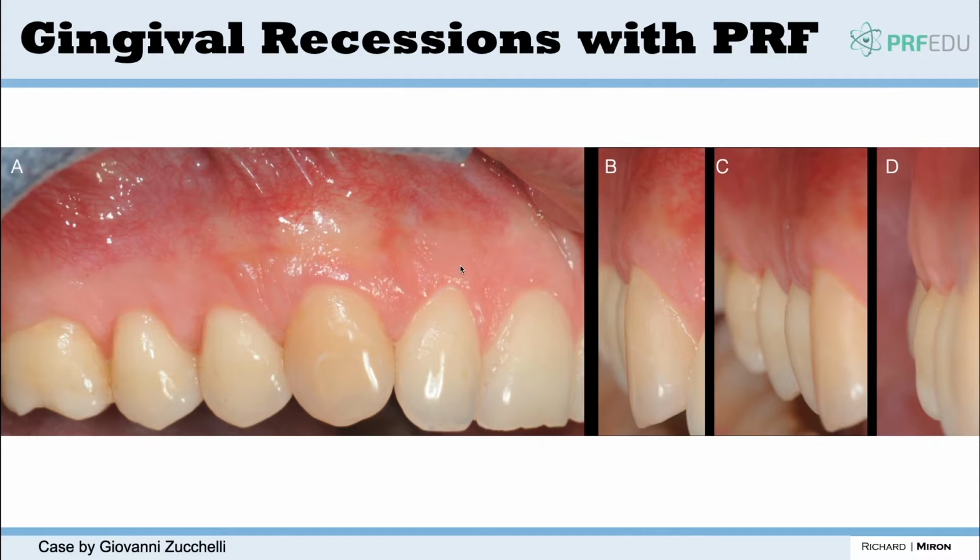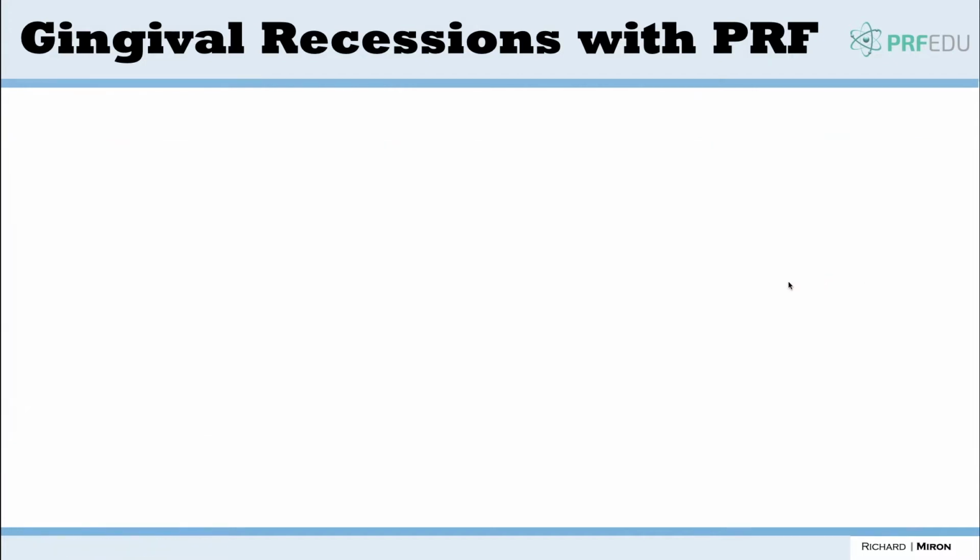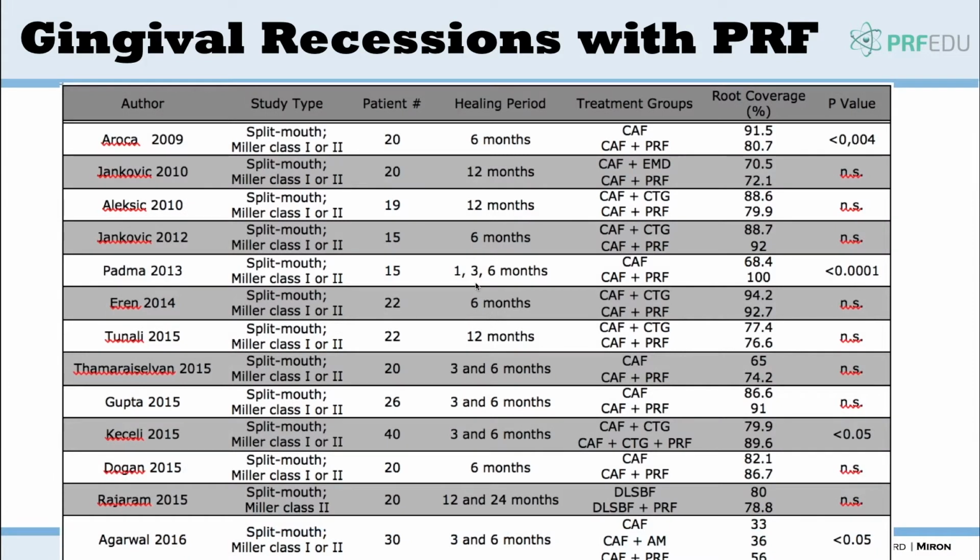So you can see here Dr. Zucchelli takes very nice images, of course, and you can see a very nice outcome at the end. Now in 2016, we had looked at many different studies in a systematic review, and these are all randomized clinical studies where a split mouth was performed investigating Miller class 1 or 2 in all of the studies. And in them, coronally advanced flap was compared with or without platelet-rich fibrin, and you can see significant differences here.